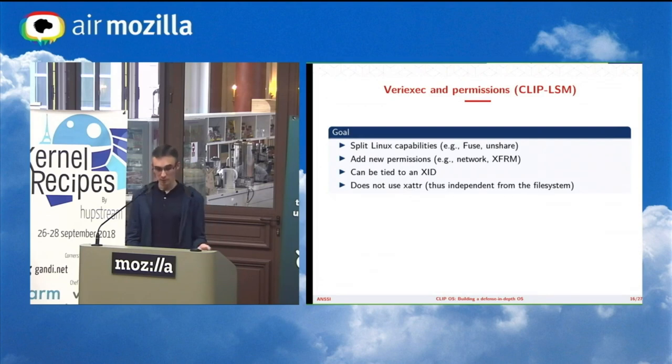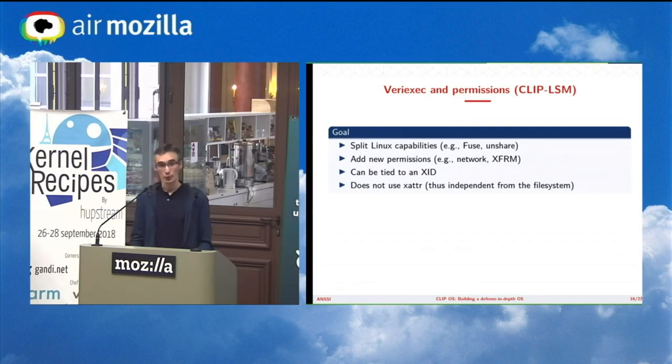About the permission model, CLIP-LSM brings a new feature called VExec. You may know the name, but it is not from the Linux family. The idea is first to be able to split the Linux capabilities, which may be, for some of them, really not fine-grained enough. For example, CAP_SYS_ADMIN can do almost everything. So here we want to cut these capabilities into more tailored permissions. For example, we have a permission to enable a process to mount a file system with the FUSE subsystem with some constraints.